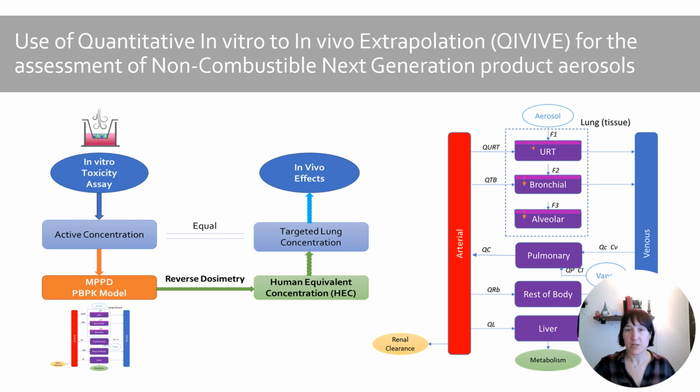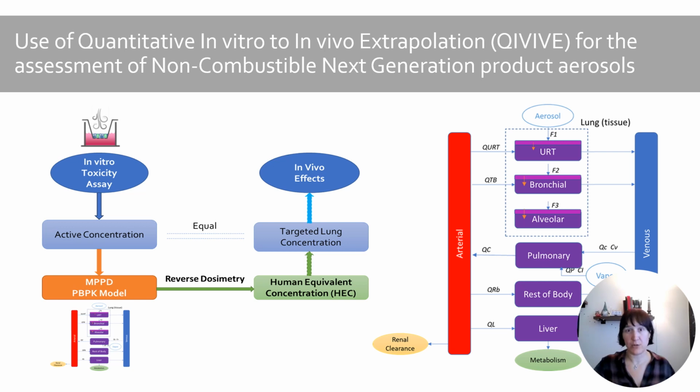Now, the last project is the use of quantitative in vitro to in vivo extrapolation for the assessment of non-combustible next-generation product aerosols. In this study, we combined a PBPK model with a lung deposition model, MPPD, to better understand the pharmacokinetics of nicotine in non-combustible next-generation products and combustible cigarettes. We ran the MPPD model to characterize particle deposition in the respiratory tract and developed a PBPK model for nicotine that was validated with human clinical trial data.